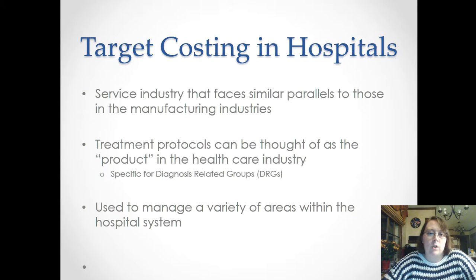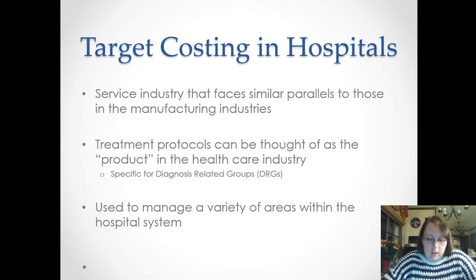Treatment protocols can actually be thought of as the product in the healthcare industry, and these were really brought on early in the 90s by the advent of diagnosis-related groups, or DRGs. In the acute setting, we tend to use ICD-10 codes currently, but these are really geared towards the same idea of having a practitioner abide by a specific standardized treatment protocol rather than being able to choose whatever they want for treating a disease state.